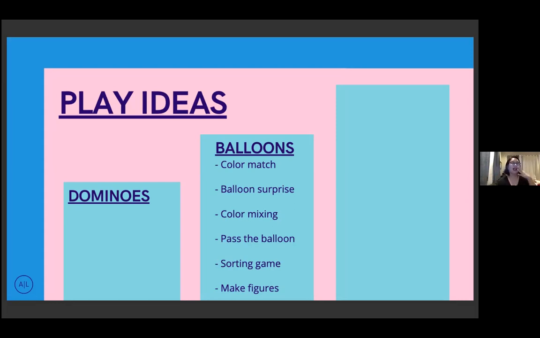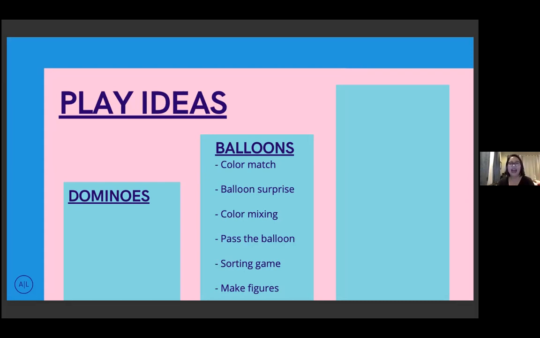Color mixing. Color mixing is fun. I used to do this with the child that I work with. You put, let's say, a yellow balloon inside the blue balloon, then you blow it up. Then you could show how colors mix. Blue plus yellow makes green. So, you could teach them primary, secondary colors, even with the balloons.